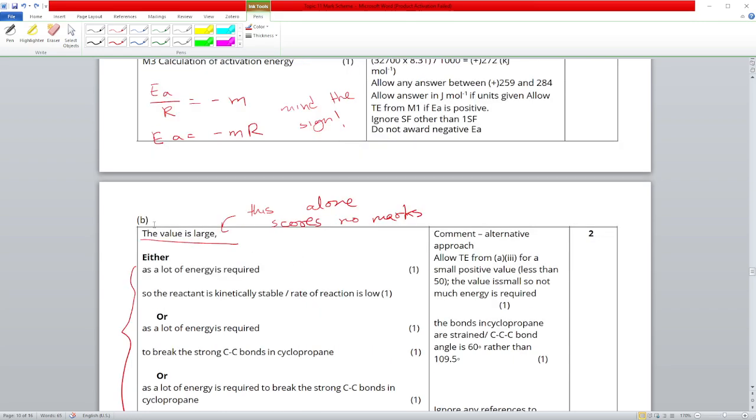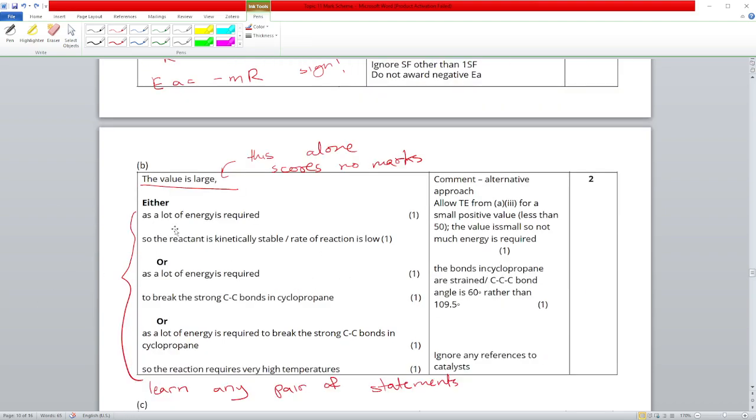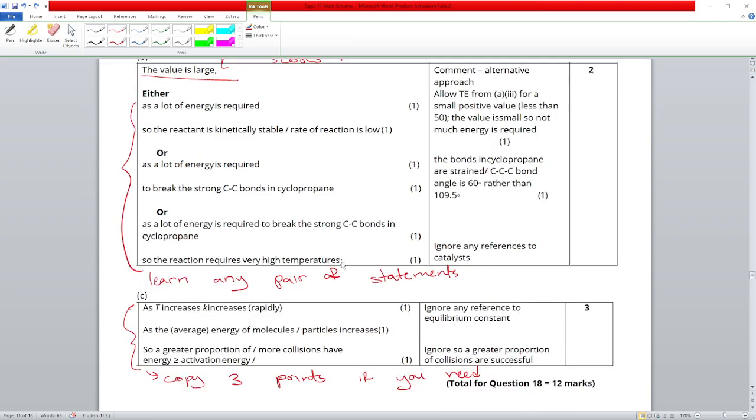In B, it's important to note that just saying the value is large will not count for any marks. You can see it's very large, but that's not good enough. There are a multitude of ways to answer it, though, so you should copy down any pair of sentences from here that you like best for your answer. So any pair of statements is fine.